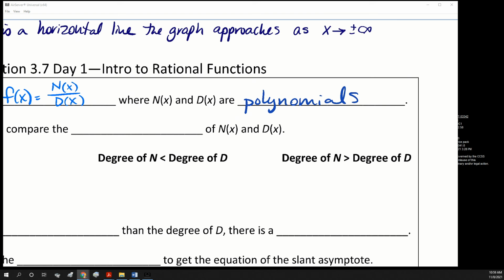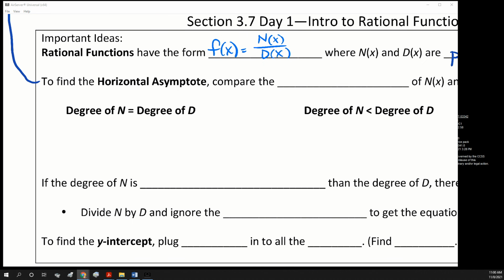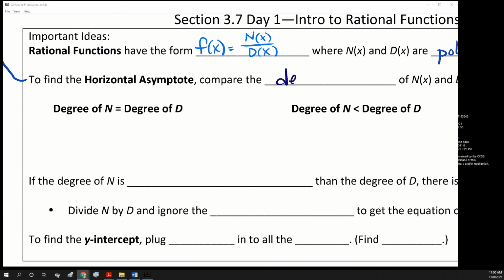And then that x approaches positive and negative infinity is just a fancy way of saying the far left or far right of the graph. So as you go out away from the origin, the graph will get closer and closer to the horizontal asymptote. Okay. And so to find it, we're going to compare the degrees of the numerator and the denominator. So the largest exponents on the numerator and the denominator.